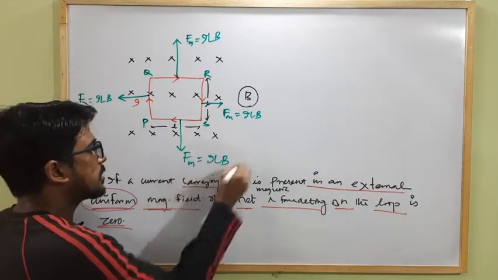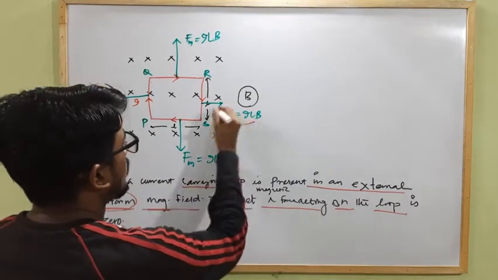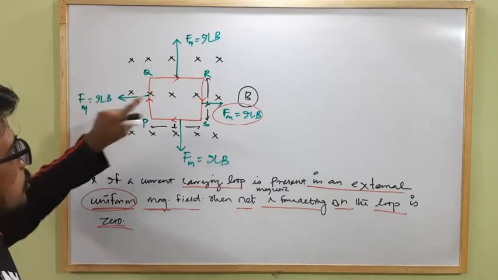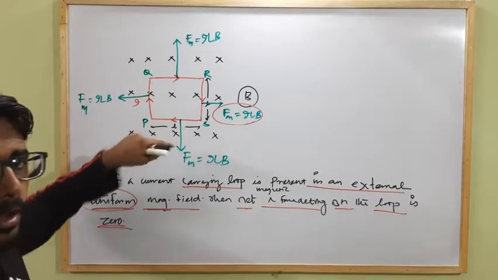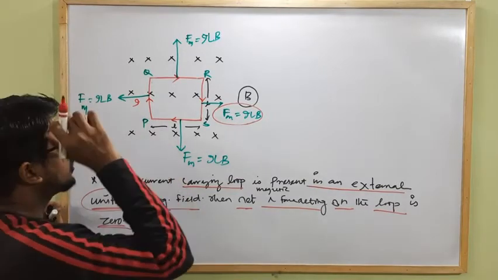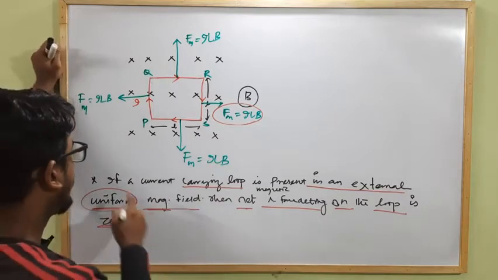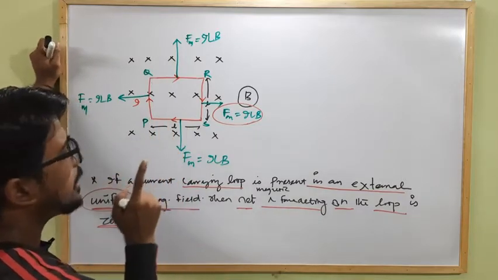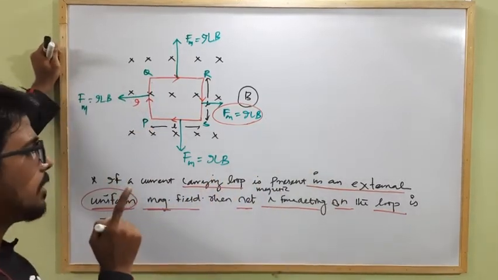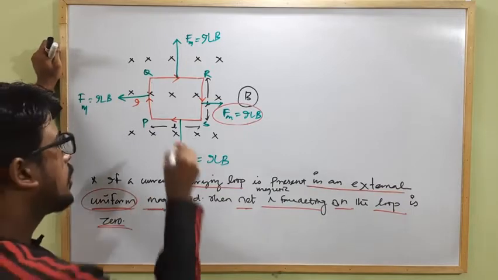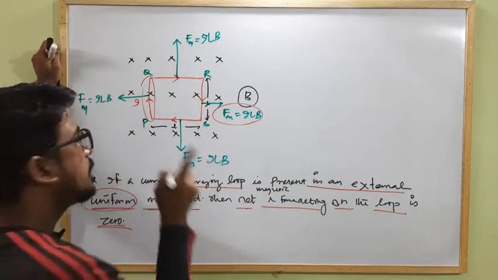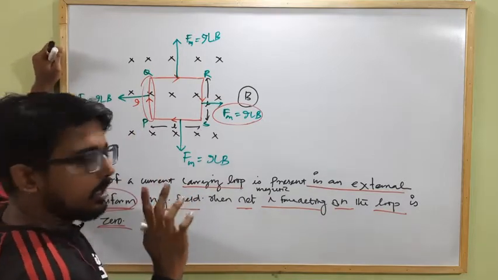Here the force acting on it is this ILB, and for this portion the force will be this one, but the net force acting on the complete loop is 0 if the loop or current carrying coil is present in a uniform external magnetic field. Clear? So it is concluded that when a complete current carrying loop or coil is present in an external uniform magnetic field, the net force acting on it is 0. But individually if I am considering some portion of the current carrying loop, then the force acting on it is not 0. Clear?